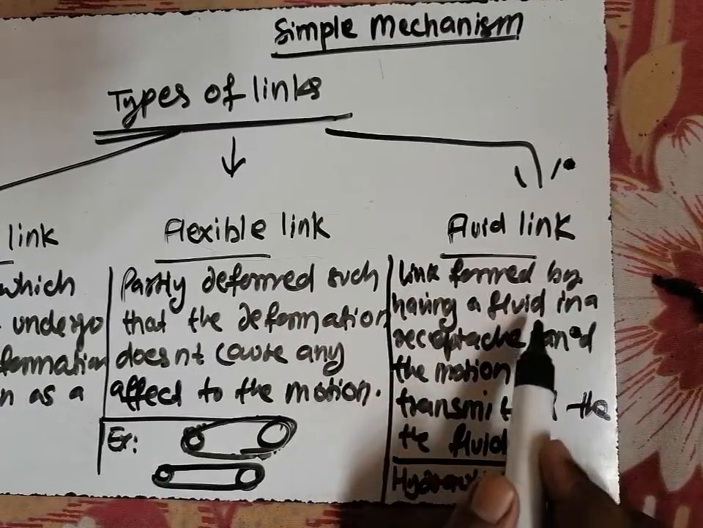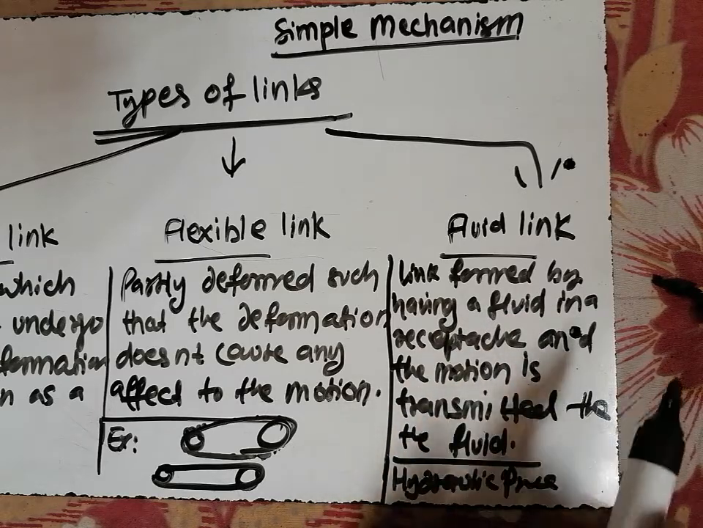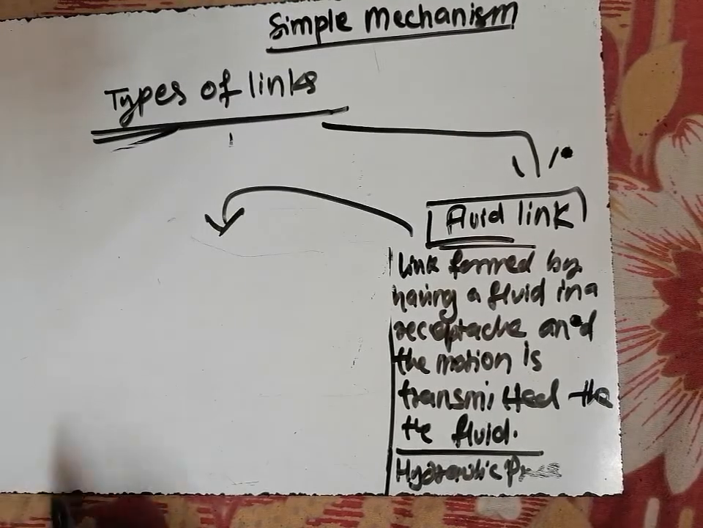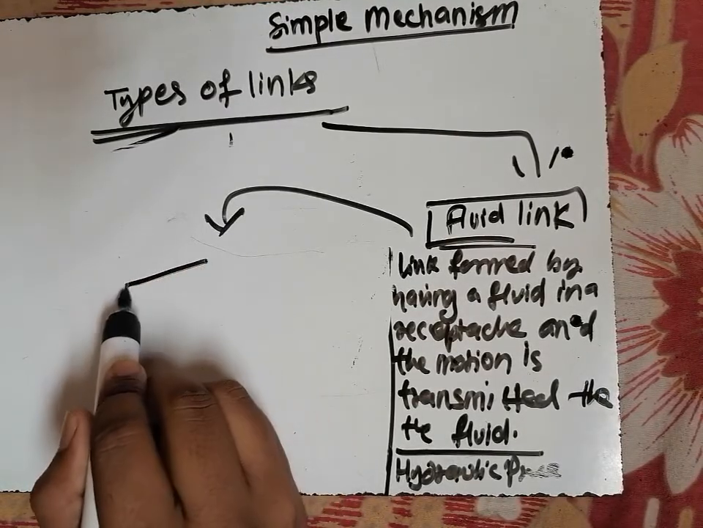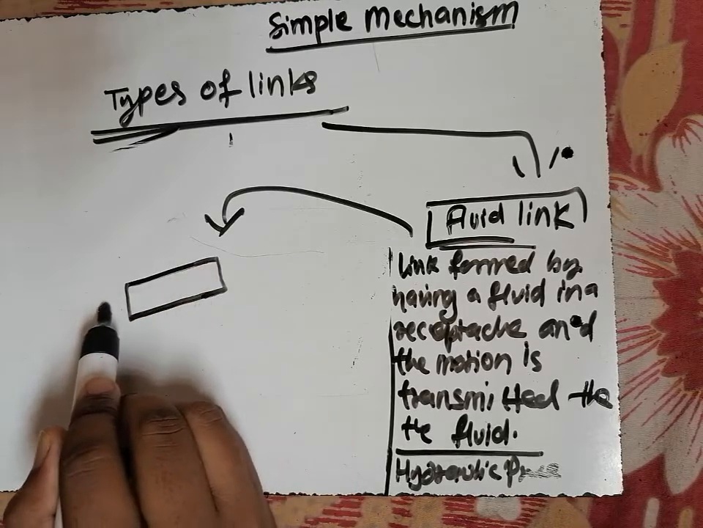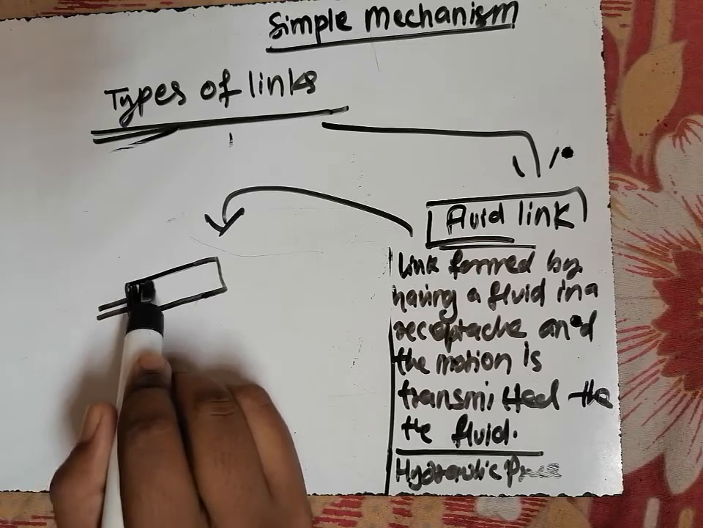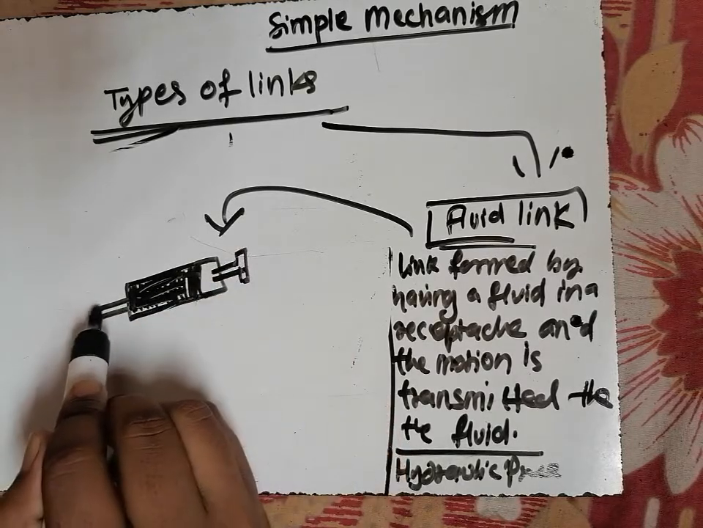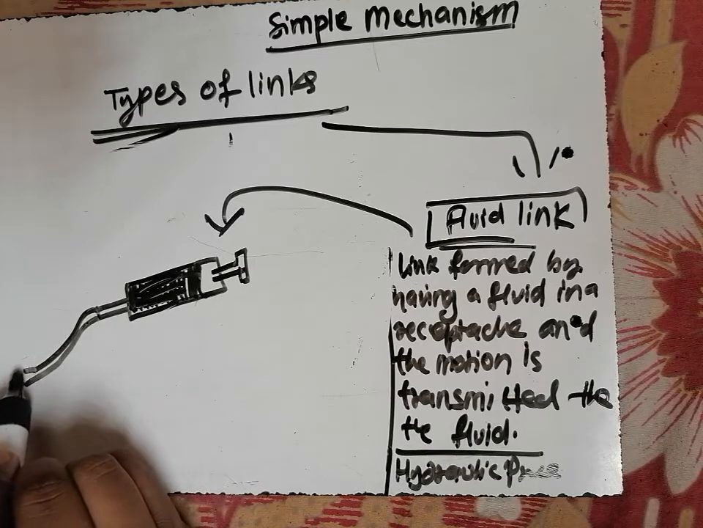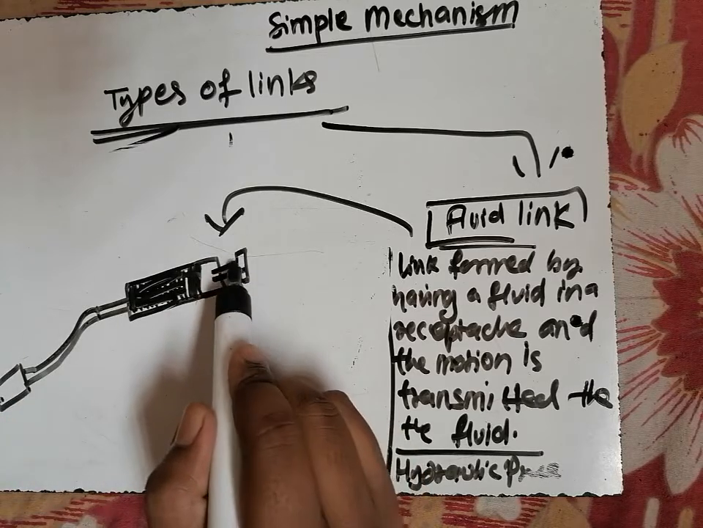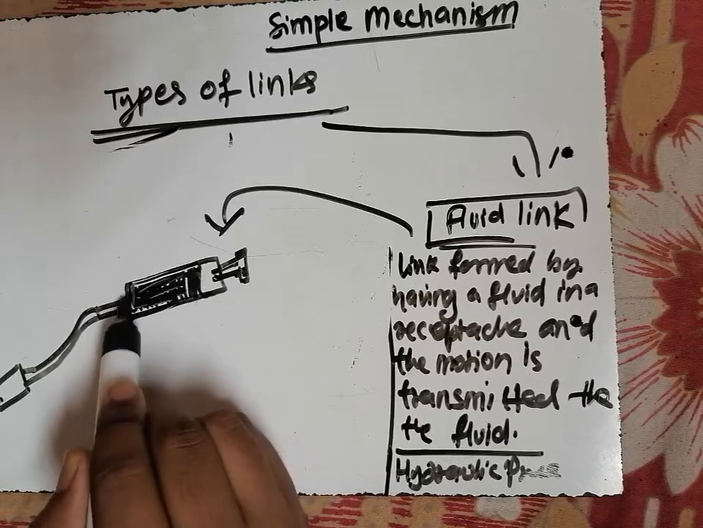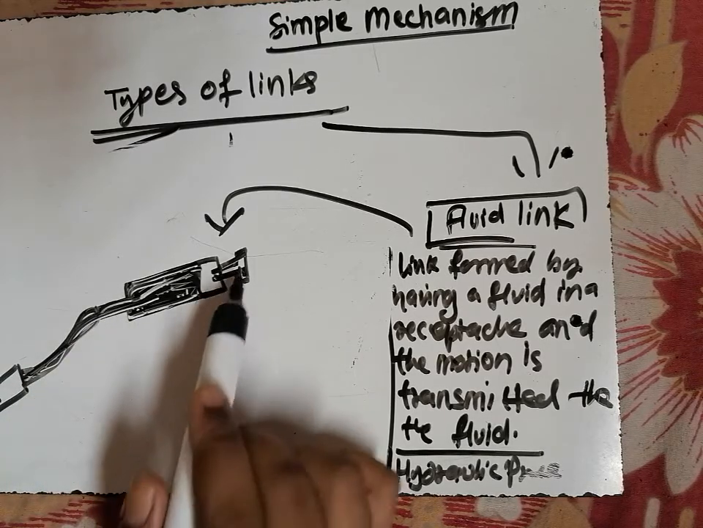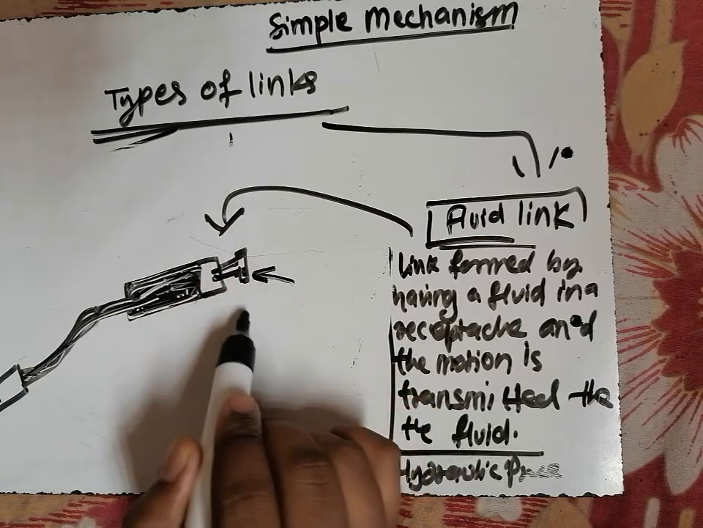In fluid link, link formed by having a fluid in a receptacle and the motion is transmitted through the fluid by the pressure in the fluid. For example, in hydraulic presses we have this type of receptacle having fluid filled. When this piston is pressed, the liquid applies some pressure due to which the motion takes place. Or we can say that motion is transformed or transmitted from this part to this part.